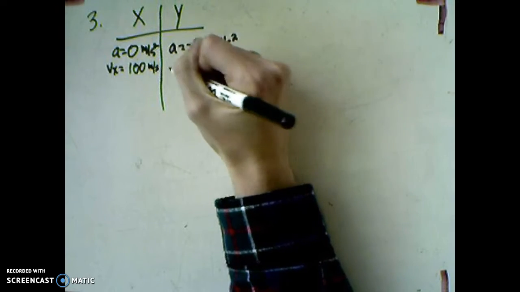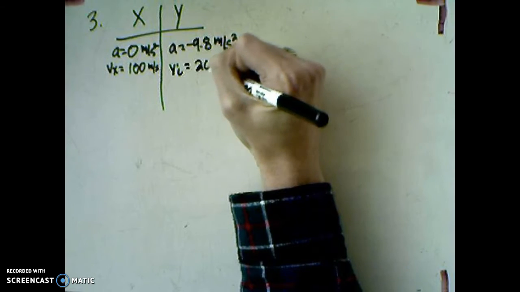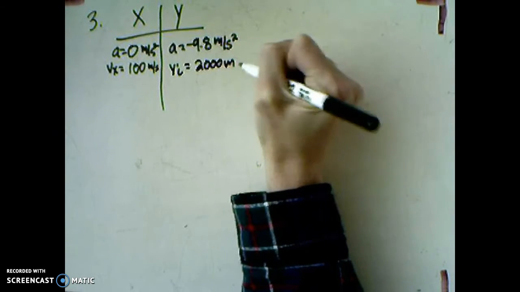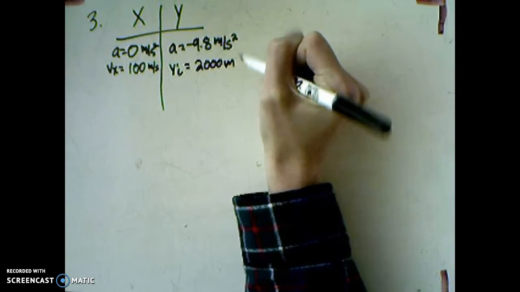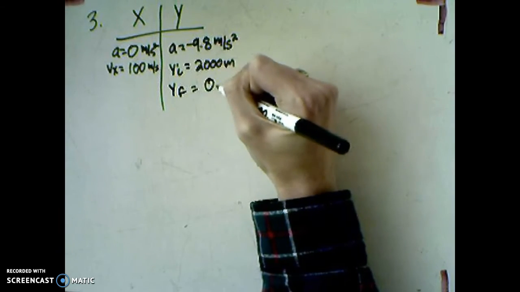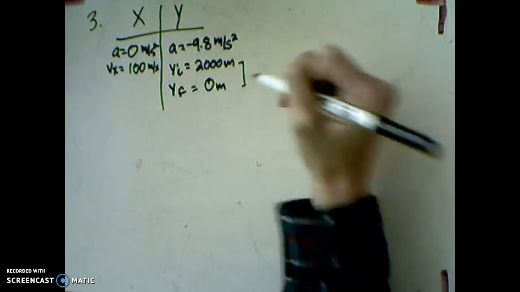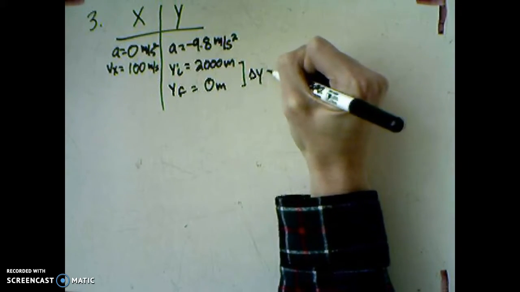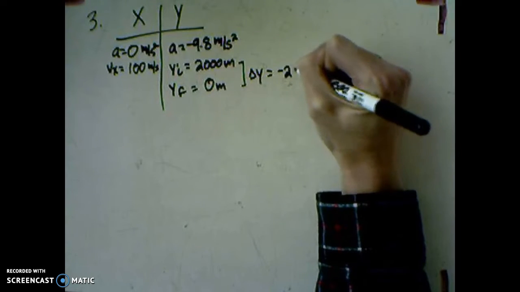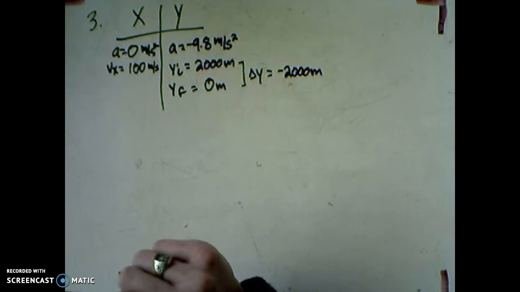Some other things that I know: my initial height is that 2,000 meter altitude. That's where the box is dropped from. And then I know it's going to hit the ground, so I'm going to call the ground 0. Now, you might notice from this that you could just combine those and say that delta y is negative 2,000 meters, and that works perfectly as well.